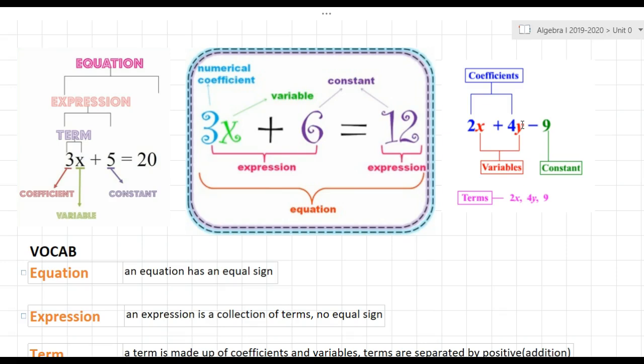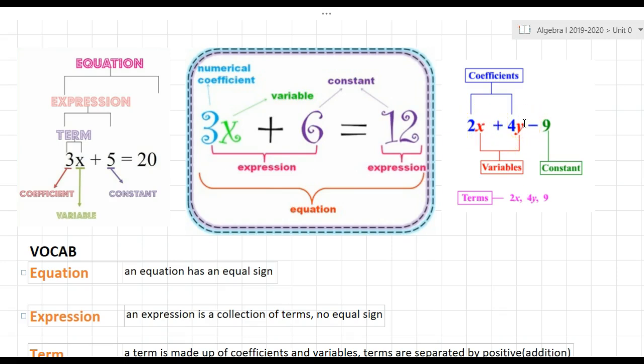A variable is a letter standing in for an unknown number. Again, a variable is a letter. It can be any letter of the alphabet. The most common are XYZ or ABC. So here we have variables of x. Again, we have a variable of x. Here we have variables x and y.